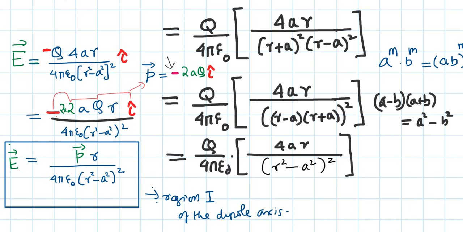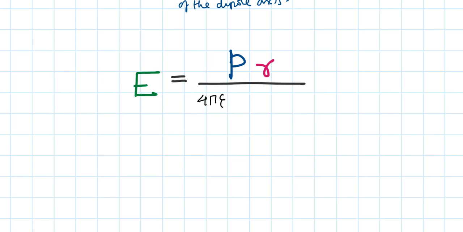So the direction of electric field will switch from region 1 to region 2 to region 3. That will be the only difference, but the magnitude of the electric field will be the same. So what will be the magnitude of the electric field? Magnitude of the electric field will be E, magnitude of the dipole moment P, times the distance R, the whole divided by 4 pi epsilon 0.